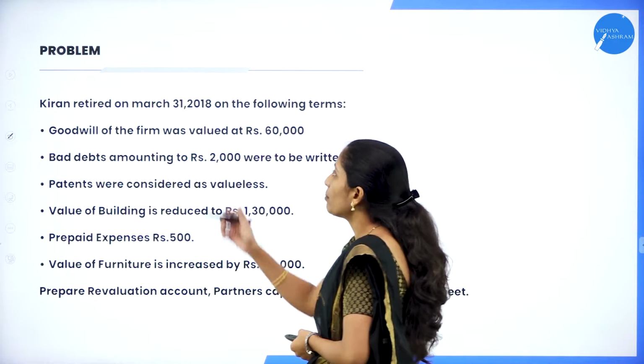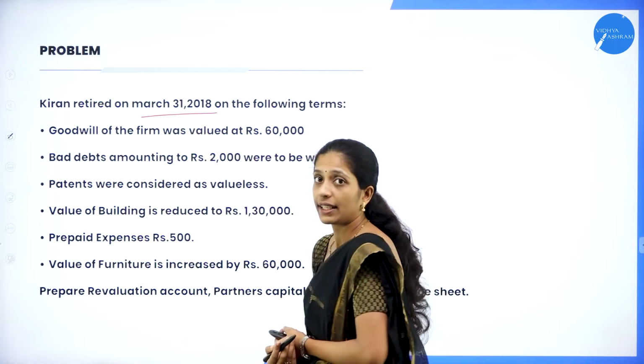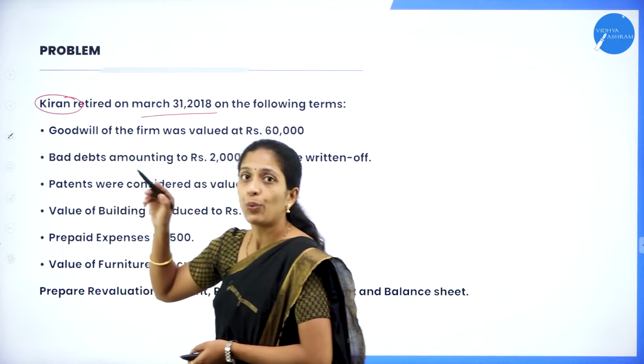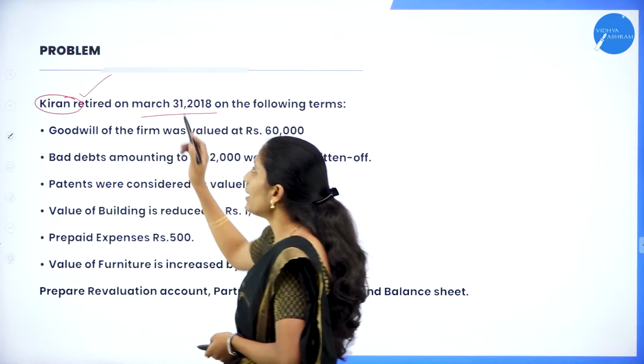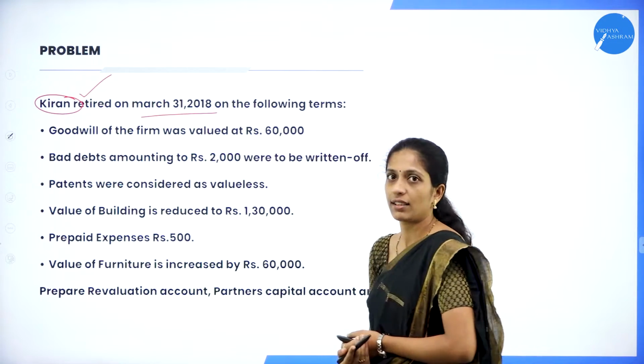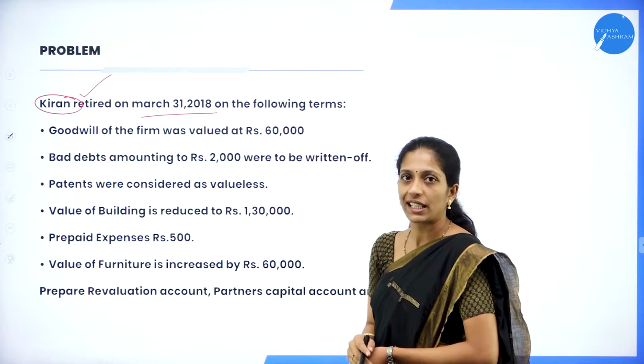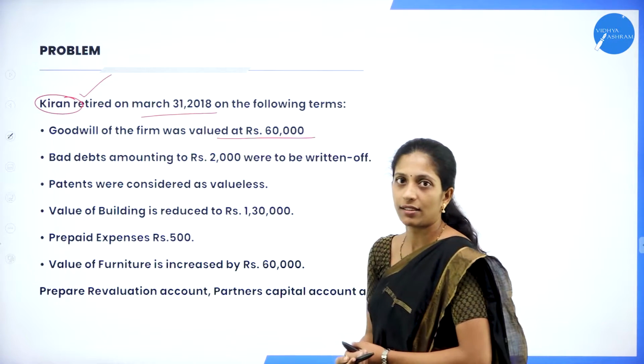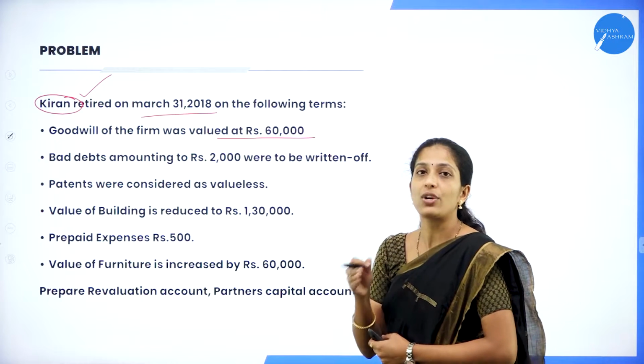Kiran retired on March 31st, 2018. Now, who are the partners? Rohan, Mohan and Kiran, where Kiran retired from the partnership firm on the following terms. Let us see what are the terms and conditions here. Goodwill of the firm is valued at rupees 60,000. Now they have given valued goodwill.